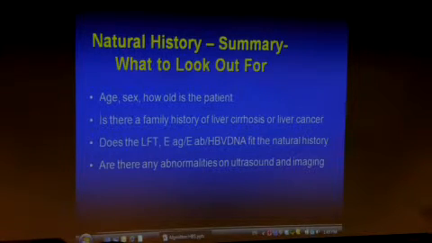So to summarize, in natural history, we always look for the age of the patient, the sex of the patient. How old the patient is is very important because the older, the more prone to problems. Ask for family history of liver cirrhosis or liver cancer.